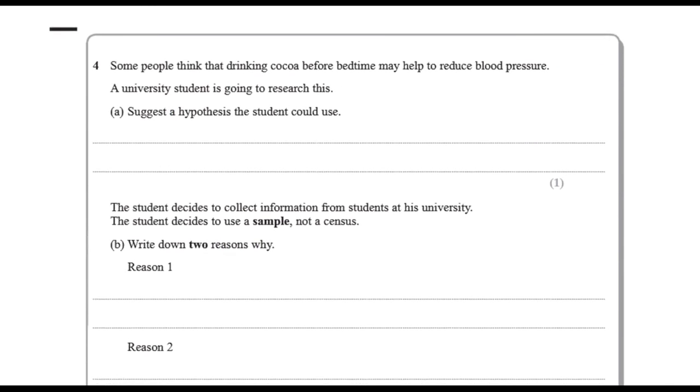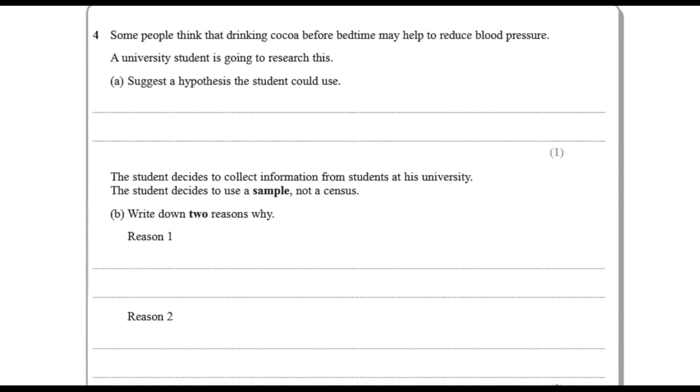Some people think that drinking cocoa before bedtime may help to reduce blood pressure. A university student is going to research this. So when you research something, you want to know what you're investigating. If you want to find out something, you've got to have a good idea about what it is you might want to find out or prove. And the word we use for that is hypothesis.